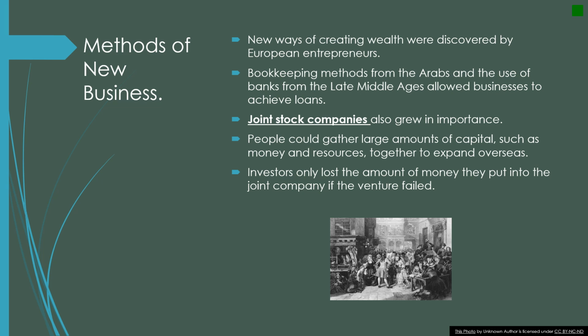We also see the rise of joint stock companies growing in importance. A joint stock company is people gathering large amounts of capital, such as money and resources, and pooling it together to expand a business overseas, especially in the colonies. This is how many of the colonies got started as well. Investors would only lose the amount of money they put into the joint company if the venture failed, not all their money. They would only lose what they put in. So this makes people feel better, and it allows people to grow and expand their businesses. This picture down here is a picture of an Italian joint stock company.